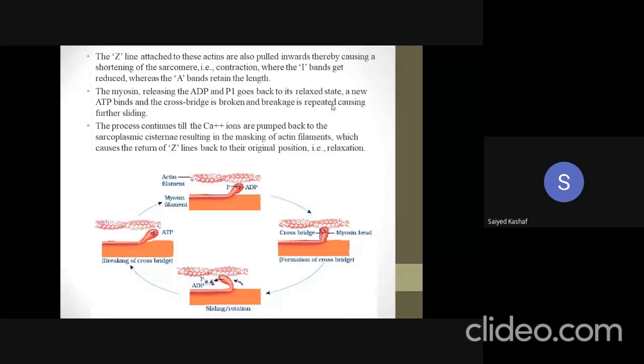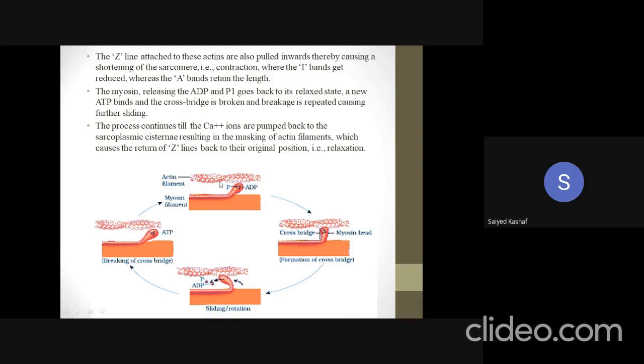So as we all know, the actin filaments are attached to the Z line, right? So when the contraction takes place, these two Z lines pull inward, thereby causing the shortening of the sarcomere, that is the contraction, where the I bands get reduced, whereas the A band retains its length. The myosin releases the ADP and Pi and goes back to its relaxed state, a new ATP binds and the cross bridge is broken, and this is repeated, causing further sliding.